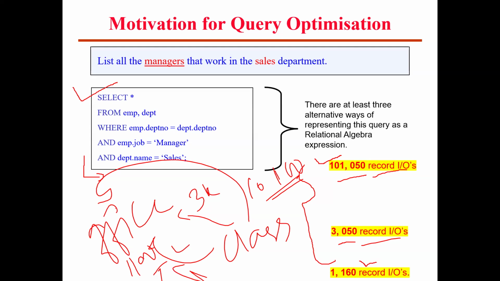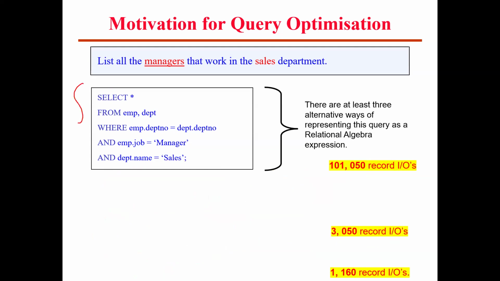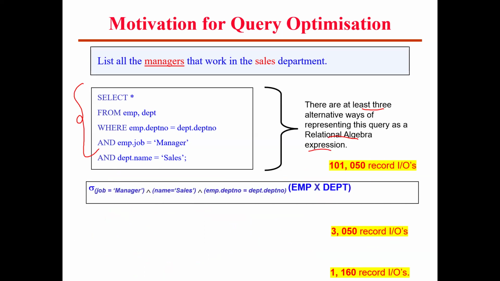So similarly, this query can now be written in at least 3 ways by using relational algebraic expressions. Now let us see the first one. In the first one, you are saying select the rows where job is equal to manager and name is equal to sales, and connect these two tables by using the Cartesian product. It is going to give me the names of all the managers who are working in the sales department, by connecting these two tables. And this is the predicate, the simple predicate you put.